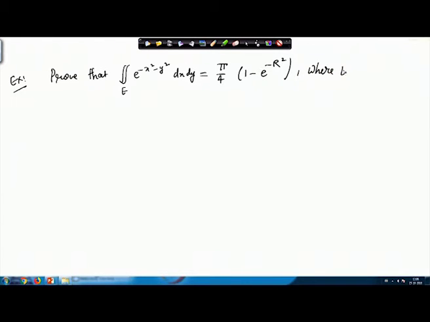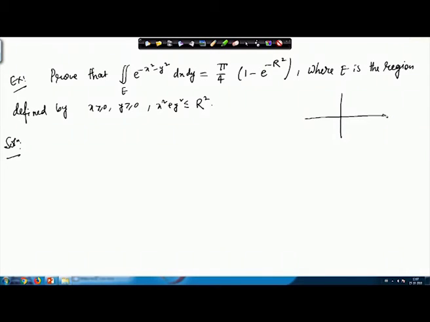Where E is the region defined by x greater than or equal to 0, y greater than or equal to 0, and x square plus y square less than or equal to r square. So, here there is something new in this problem. First of all, let us draw our region. If we draw our region, then we have a circle. So, let us draw this circle, that is our radius r.